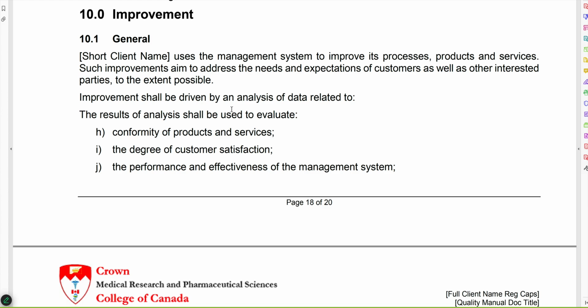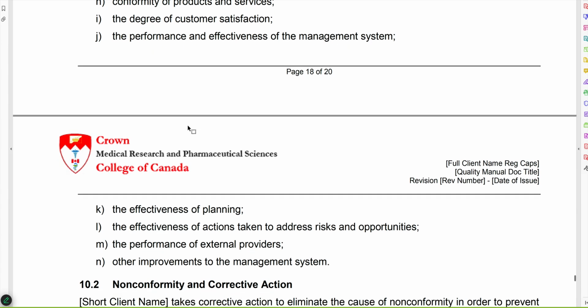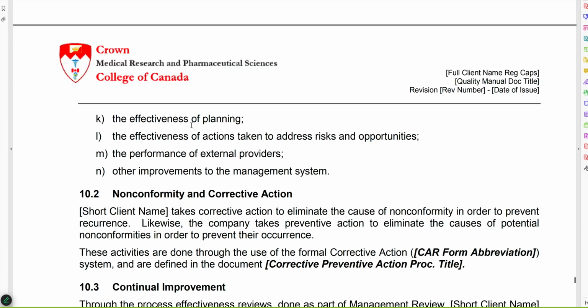Now, such improvements aim to address the needs and expectations of customers as well as other interested parties to the extent possible. So, improvement shall be driven by an analysis of data, and where are those data coming from? The key performance indicators. So the results are going to evaluate the conformity of products and services, and of course look into the degree of customer satisfaction. We also look into performance and effectiveness of the management system. And of course, I'm inviting you to read the remaining points where we need to assess these indicators as well.